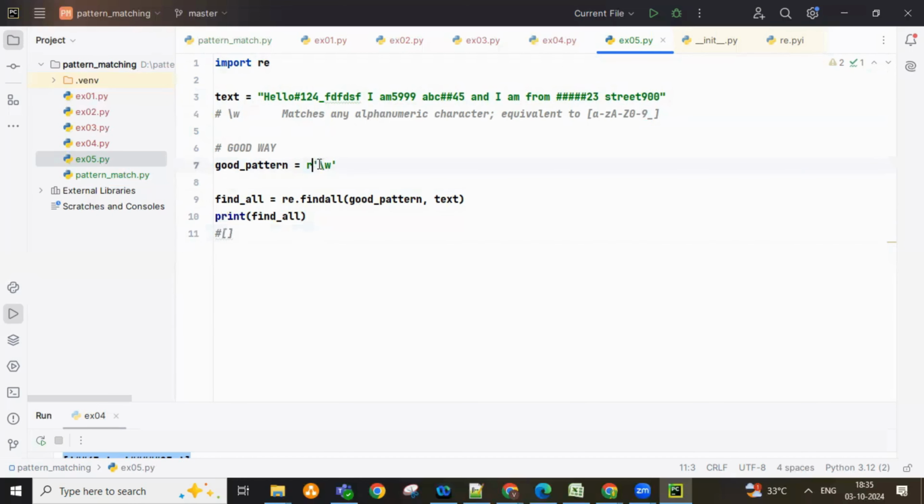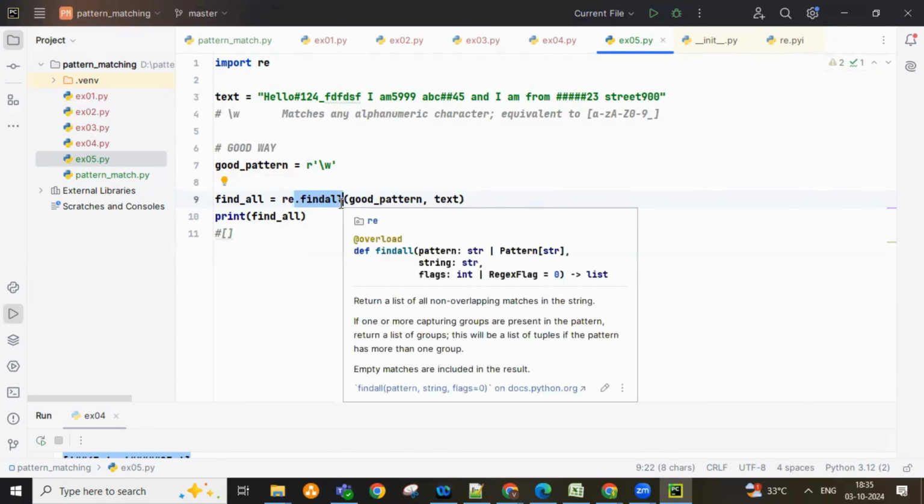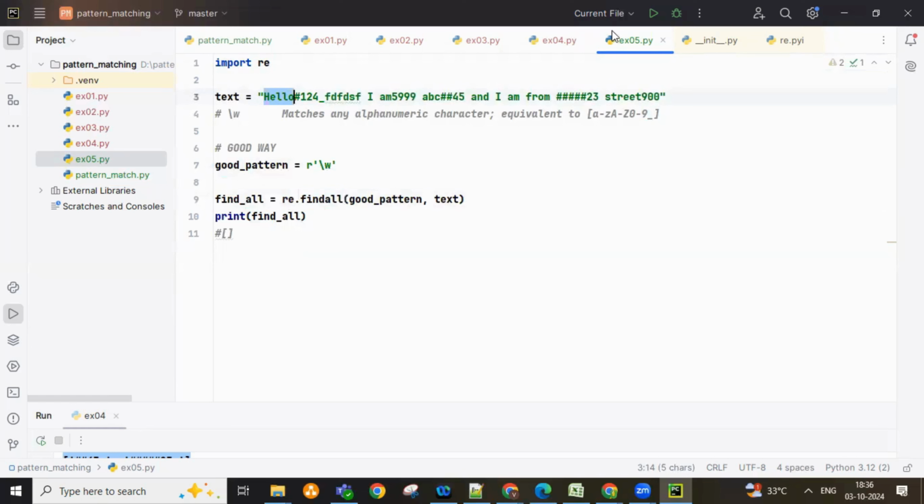Slash W. No, man, see, that's what... Can you read through it? No, no. So slash W, it's a find all. I mean, it's not a search. So meaning, see, every character, you got it.